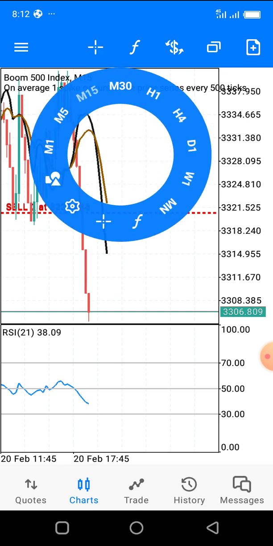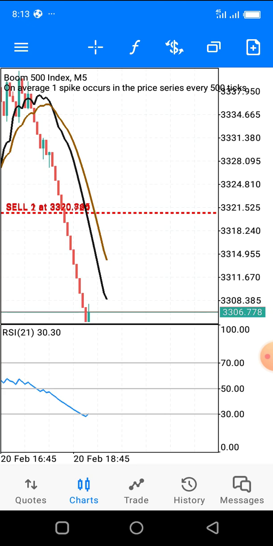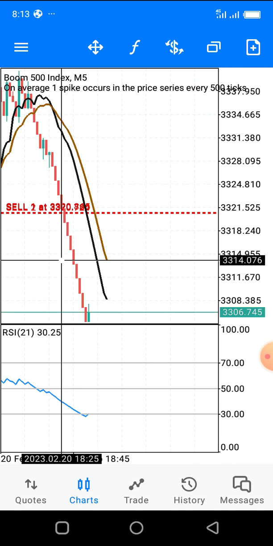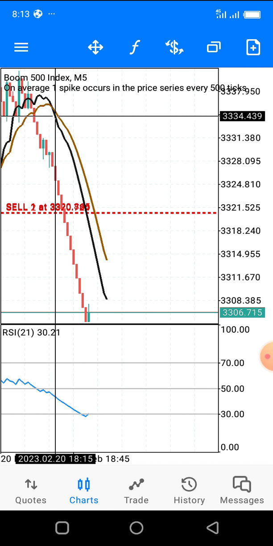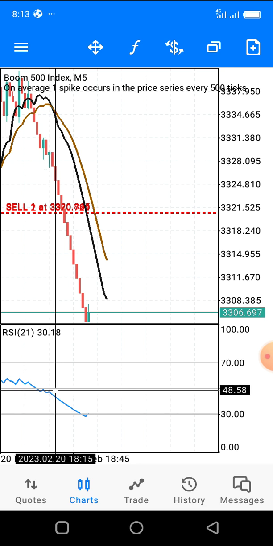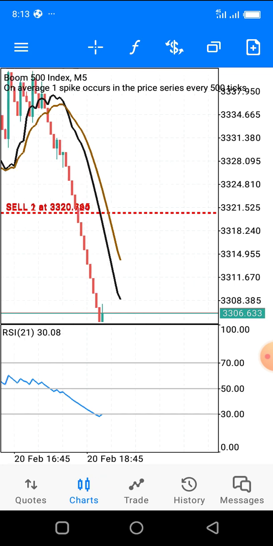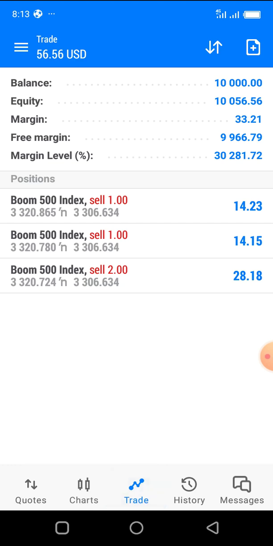Same thing on 5 minutes time frame. As you can see, a crossover has happened here. The black moving average has crossed below the brown one at this point, and when it did, RSI was reading below 50, which tells you that it is a very sure signal. As you can see, very sure signal. As you can see, I'm in profit.